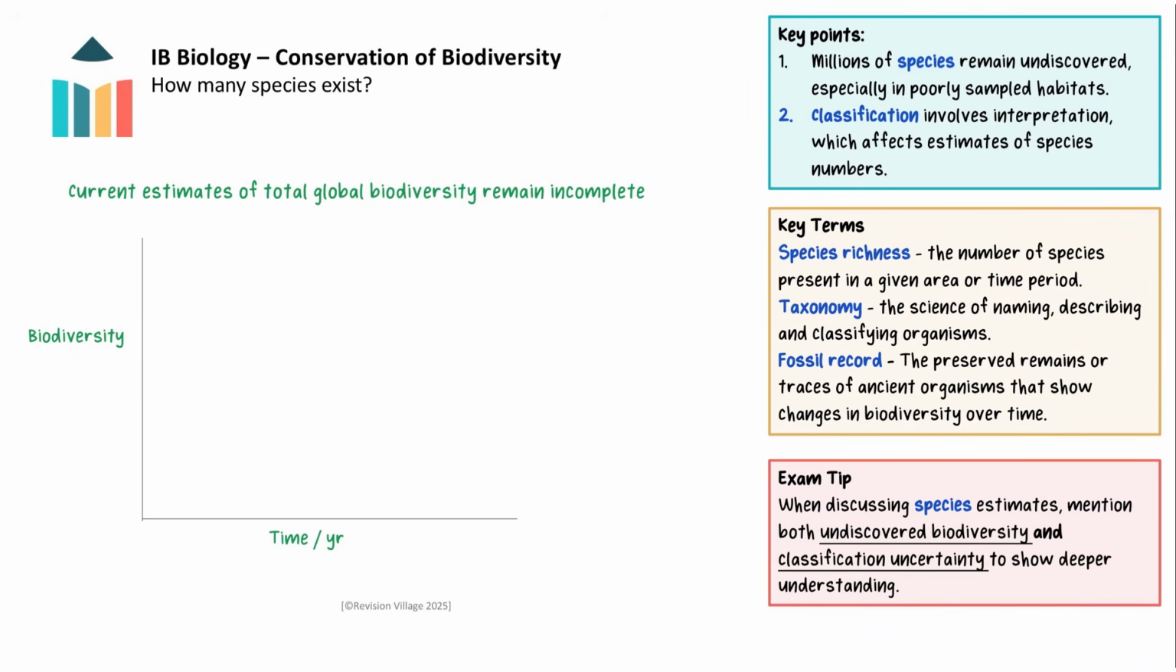Although several million species have been formally named, many more remain undescribed. Groups such as insects, fungi, and deep-sea organisms are still largely unknown, meaning current estimates of total global biodiversity remain incomplete. Fossils show that Earth's biodiversity has risen and fallen repeatedly over geological time, but at the moment the number of species alive appears to be higher than at any other point in the fossil record.